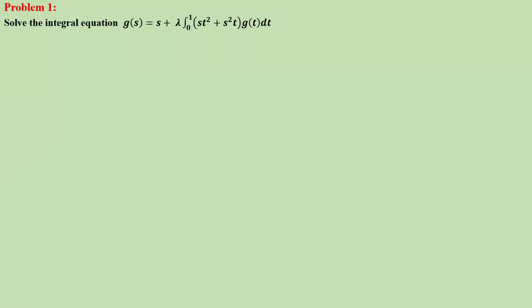We are going to solve the integral equation. First problem: solve the integral equation g(s) = s + λ ∫₀¹ (s t² + s² t) g(t) dt. So the given equation is g(s) = f(s) + λ ∫₀¹ (s t² + s² t) g(t) dt. That is equation number 1.